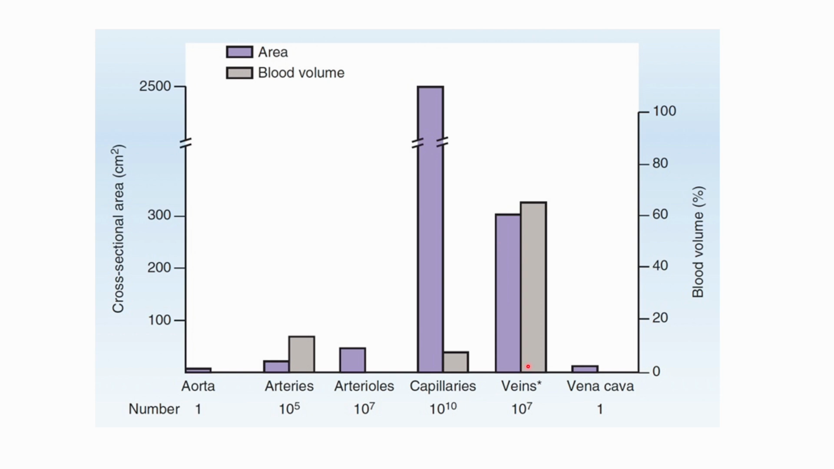Come next here the veins. The veins have also high cross-sectional area, so low velocity of blood. In addition to the other characteristics of the vein that we will talk about in detail later, like compliance and distensibility, these veins have the highest blood volume in them. That's why we call them blood reservoir.